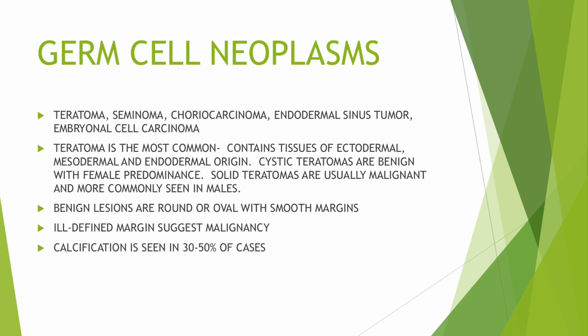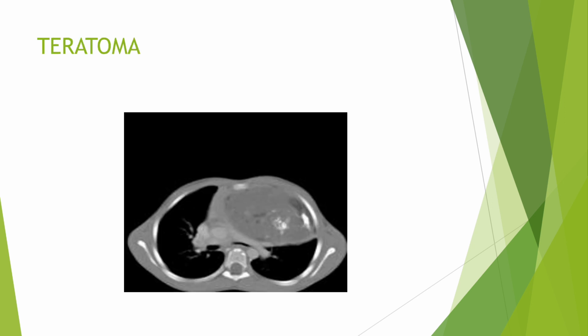Benign lesions are round or oval with smooth margins. Ill-defined margin will again suggest malignancy. Calcification is seen in 30 to 50% of cases. So here is an example of your teratoma on CT scan. You have a solid mass with some cystic areas, and you have areas of calcification.